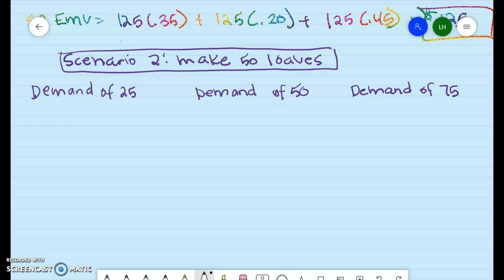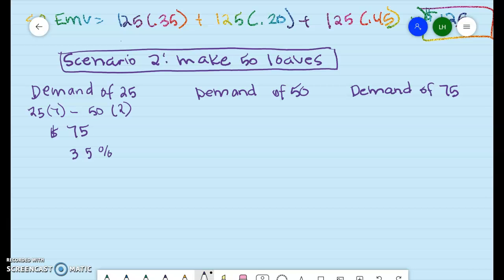Okay, so now we're going to do scenario 2, and we're going to make 50 loaves. If we make 50 loaves and the demand is 25, then we sold 25 at $7, but the cost of what we made, 50, cost $2 each to make. That's what it told us in the problem. So that would leave us making a profit of $75. And the probability here of the demand being that is 35%.